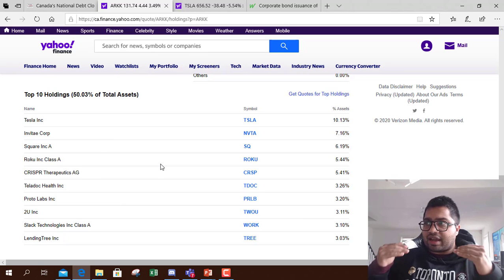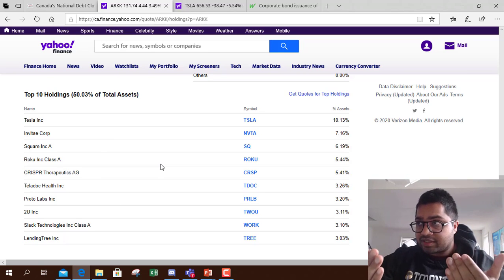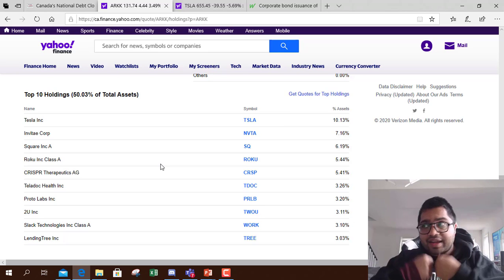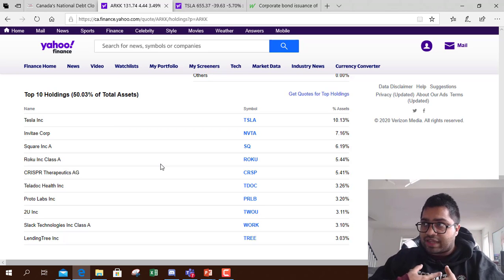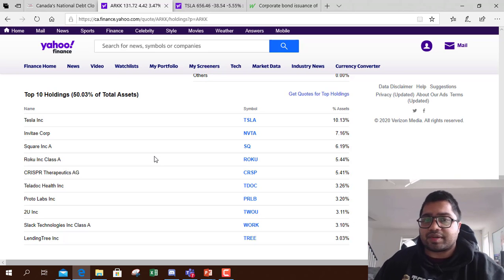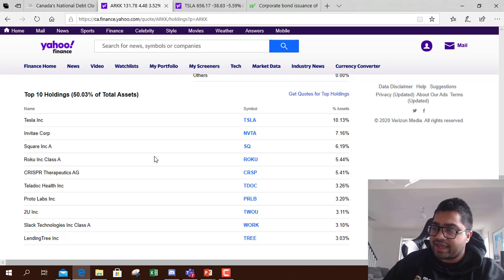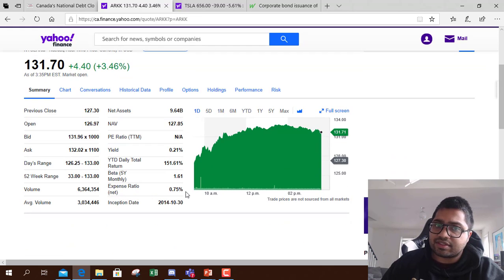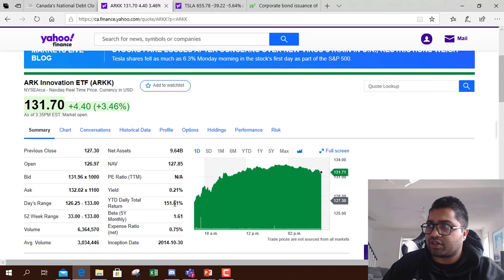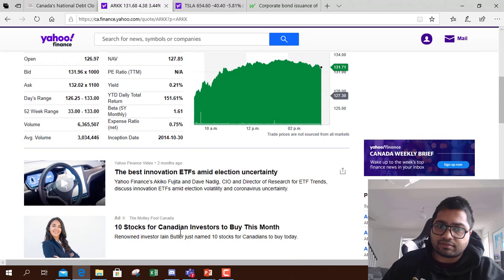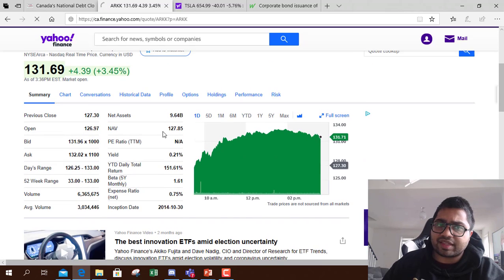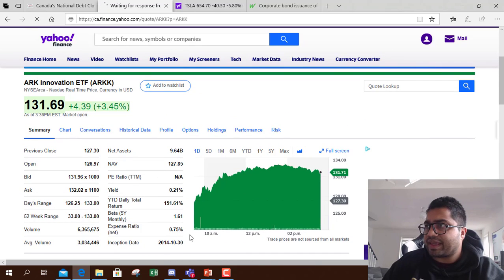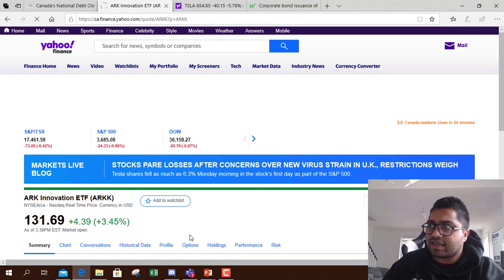So what is ARK doing? ARK is selling its shares to investors. When investors buy those shares, ARK gets money, right? And that money ARK is using to make investments. And whatever returns ARK makes, those returns belong to shareholders. Now, will ARK do it for free? The answer is no. They are charging you fees. So fees are 0.75% for every dollar invested. So if you make a $1,000 investment in ARK, you'll be paying $7.50 every year, right, as fees.